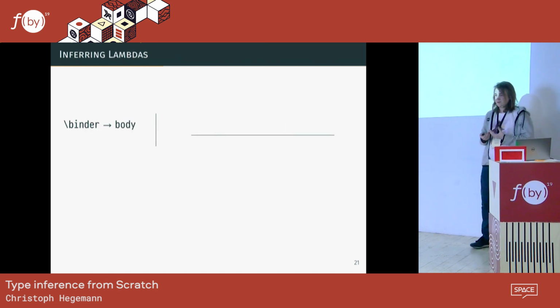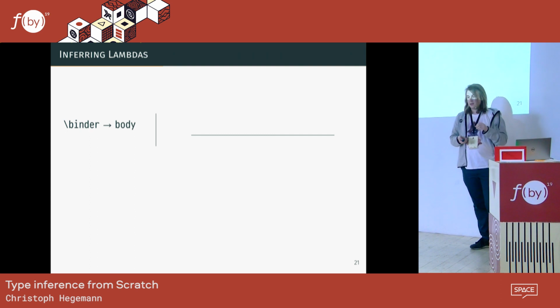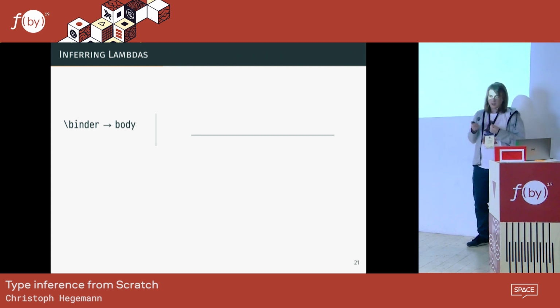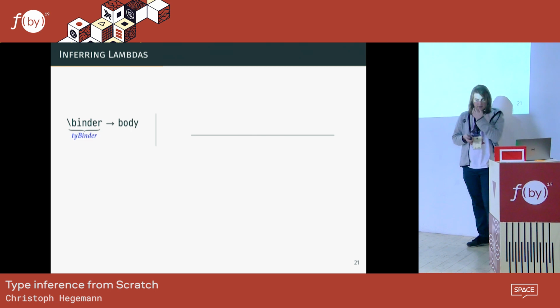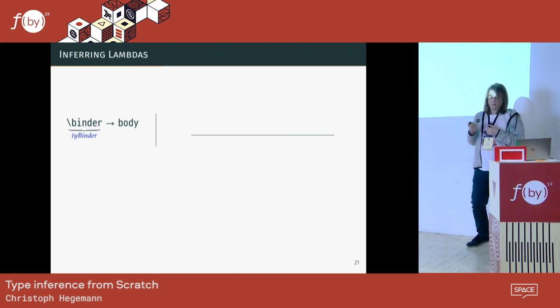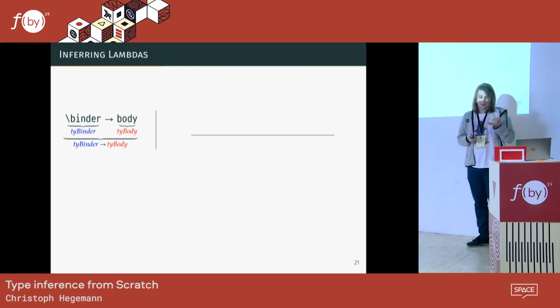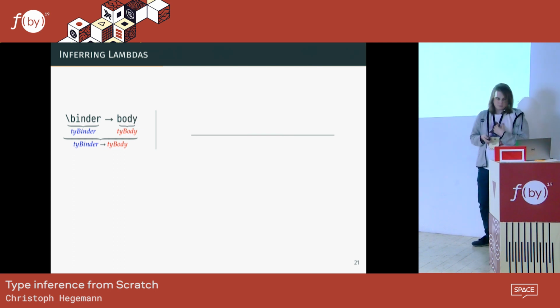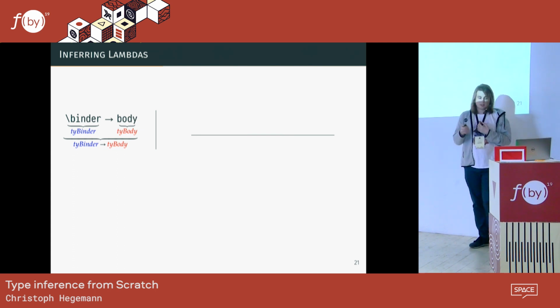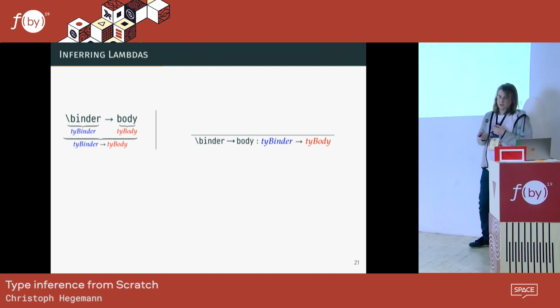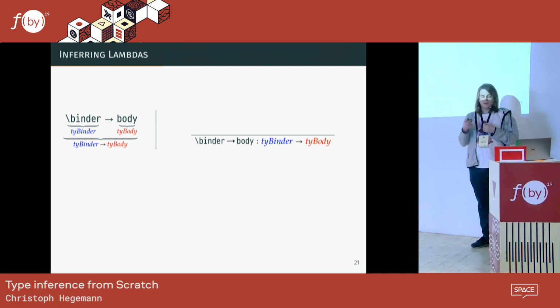And let's try doing that for the lambda as an expression here. So we've got two types here. We've got the type of the binder, we've got the type of the body, and then the whole expression has the type of a function from type of binder to type of body. That's our idea of a lambda. So what we'd like to show is that the entire expression has the type binder to body, and what we need to show for that to be true is that the body has the type body. But we're missing something here.